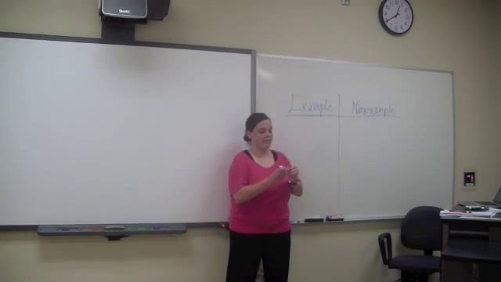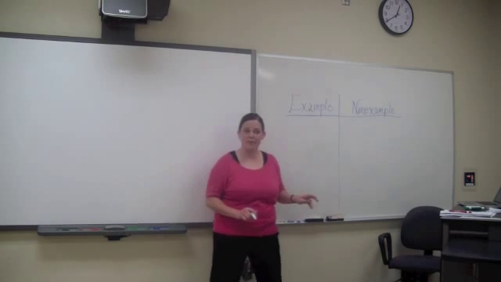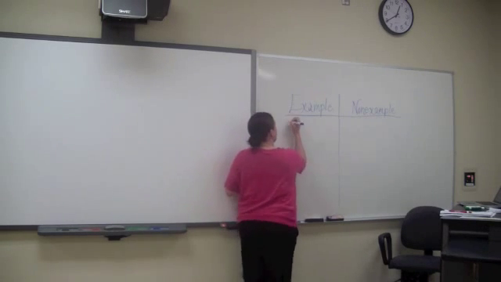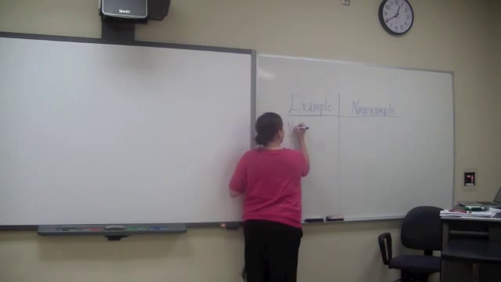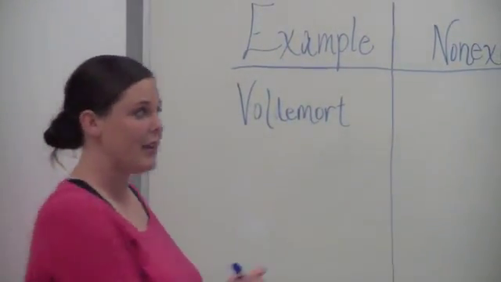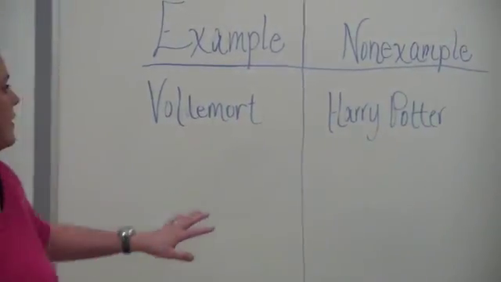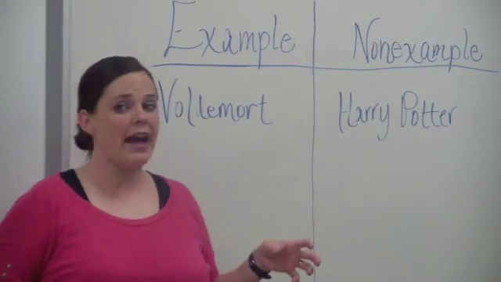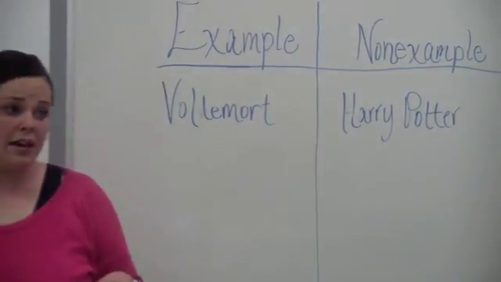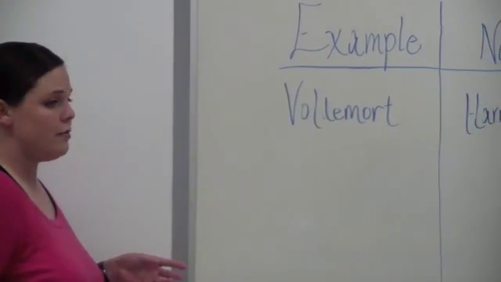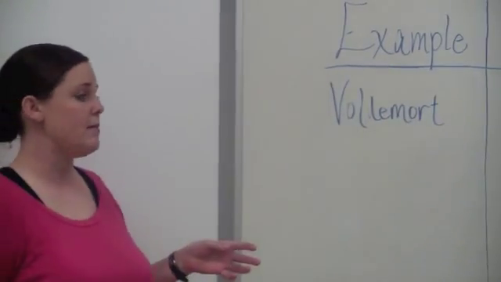Okay, an example of the concept I'm thinking of would be Voldemort. And a non-example of this concept would be Harry Potter. Okay, now look at these two guys and think about the differences. And then relate that back to some of these concepts we've been talking about, okay? All right, the next one, an example is going to be Joker.